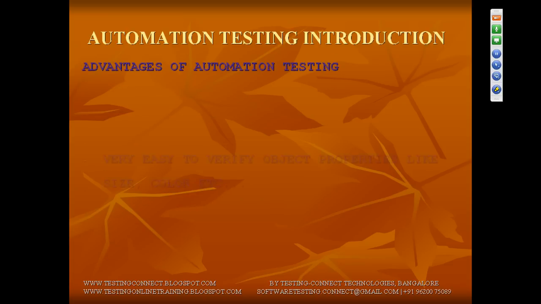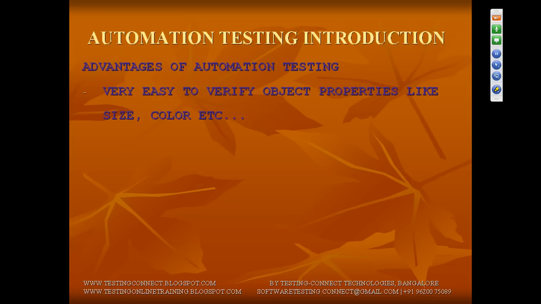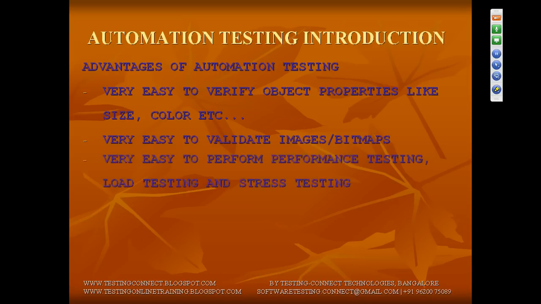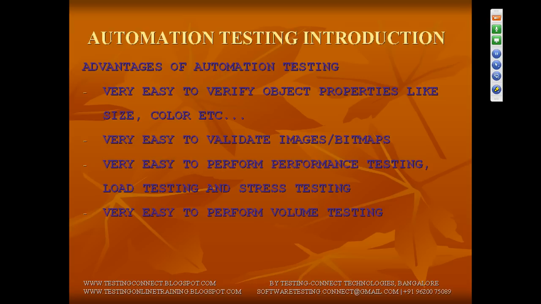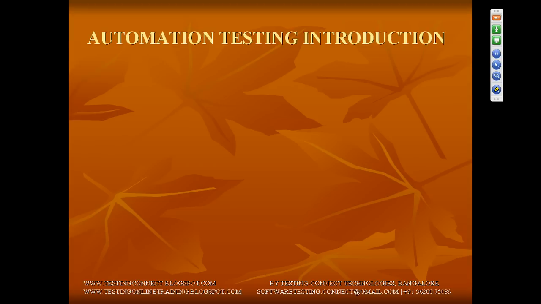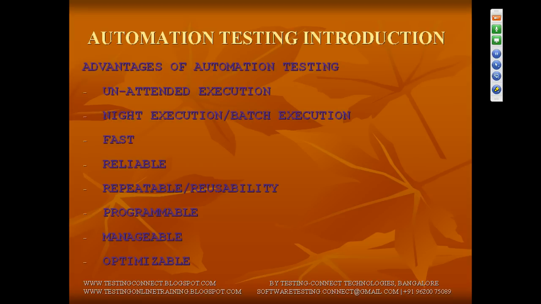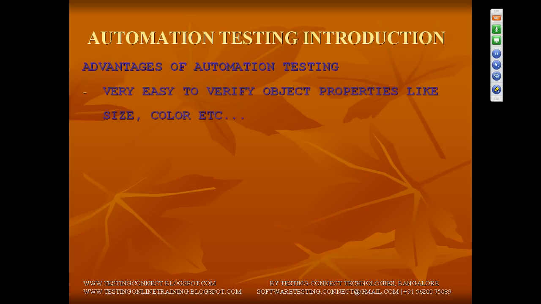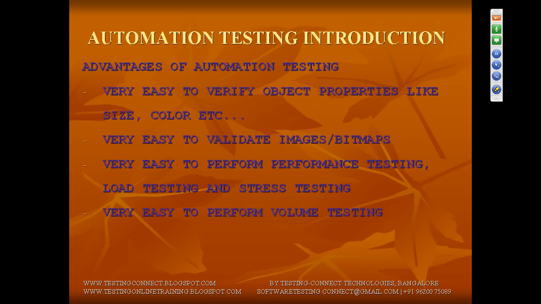Then, which are the disadvantages of manual testing? Object properties are a little bit difficult to validate. With automation, it is easy to validate images or bitmaps, and you can perform performance testing, load testing and stress testing very easily. Volume testing also you can perform very easily. So these are the advantages of automation testing: unattended execution, night execution, fast, reliable, repeatable, programmable, manageable, optimizable.